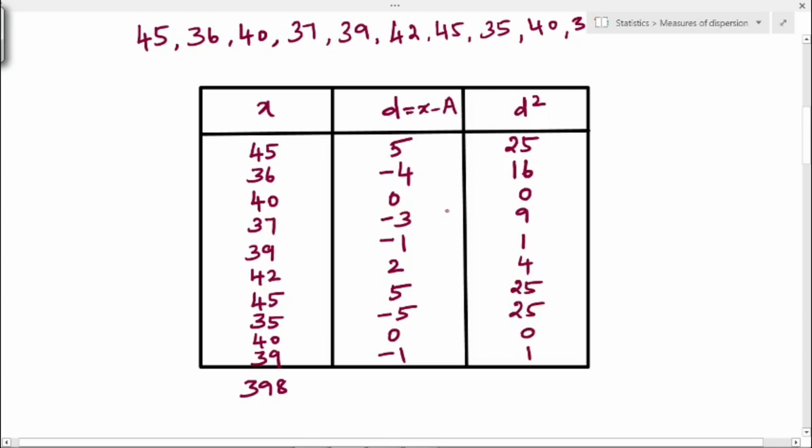Now we have to add the total of d and the total of d square. If you add all the values of d, you will get minus 2, and if you add d square, you will get 106. So this is the total of d, that is summation d, and this is summation d square. Now substitute all the values in the formula.